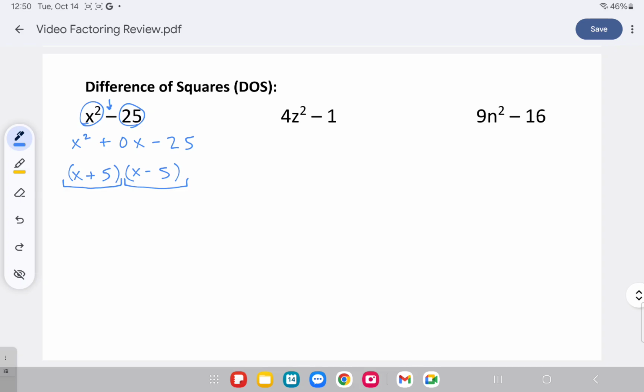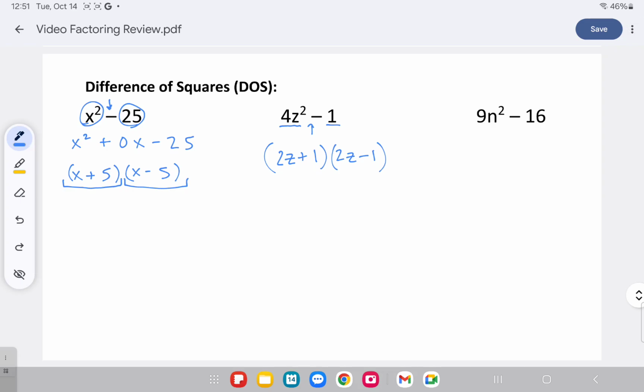So on this next example, I see that it's two terms. I'm going to check to see if it's a difference of squares. It's a difference because of the minus sign. 4z squared is a perfect square. The square root of 4 is 2, and the square root of z squared is z. And 1 is a perfect square. The square root of 1 is 1. So our two factors will be 2z plus 1 and 2z minus 1. Just a little shortcut when you have a difference of squares problem.